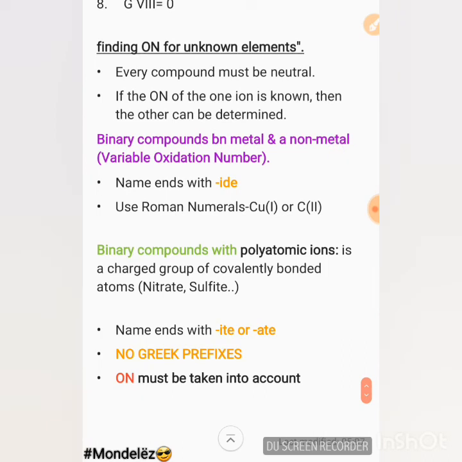Now, finding oxidation number for unknown elements. Every compound must be neutral. If the oxidation number of one ion is known, then the other can be determined. I'll also do an example on that. Next, binary compounds between a metal and non-metal with a variable oxidation number. Again, it ends with "ide." Here we use Roman numerals, like when you have copper I and copper II. And then the last one is binary compounds with polyatomic ions.